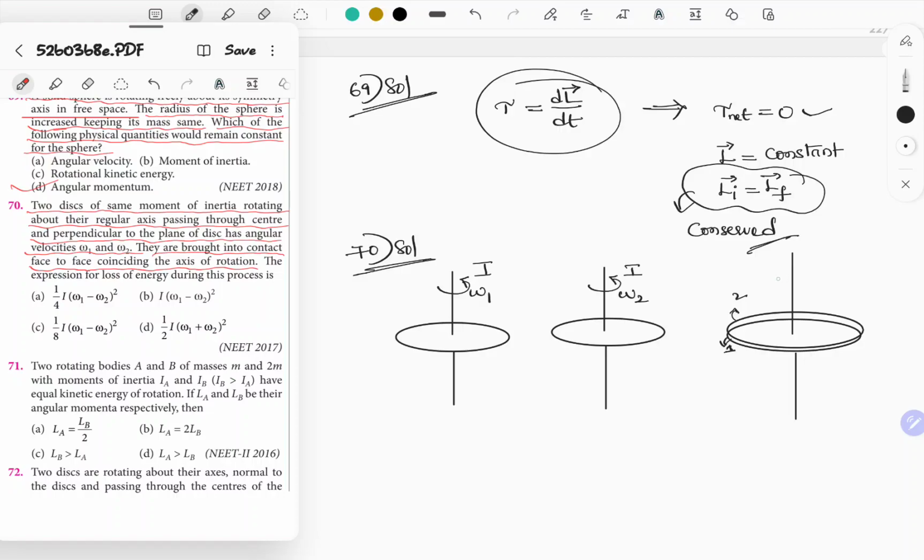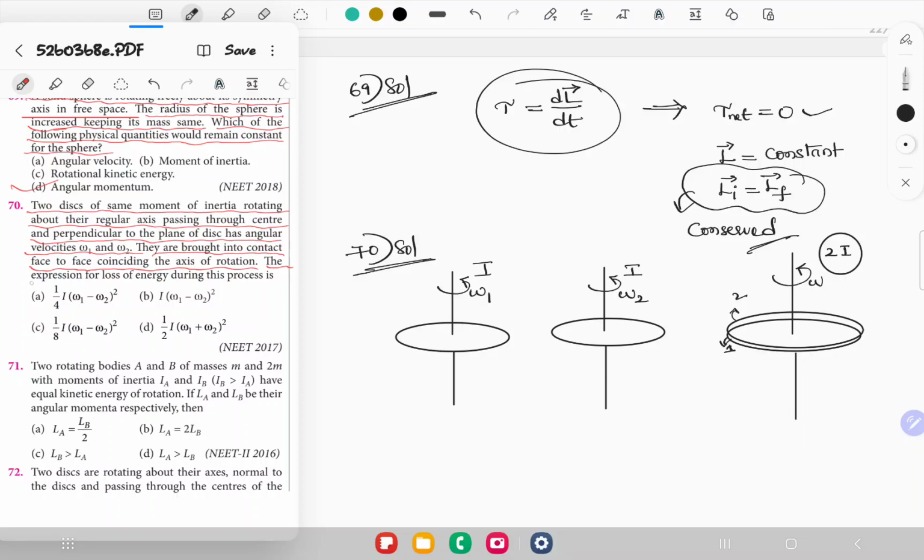Super. Then what happens to the angular velocity? The angular velocity is going to change. Let me represent that as omega simply. The moment of inertia is going to become I = I1 + I2, where I1 is the moment of inertia of the first body and I2 is the moment of inertia of the second body. The moments of inertia of these two objects get added up, like mass added in linear motion. Now the new moment of inertia is 2I. Hope you understood. Now what are they asking? The expression for loss in energy during this process.